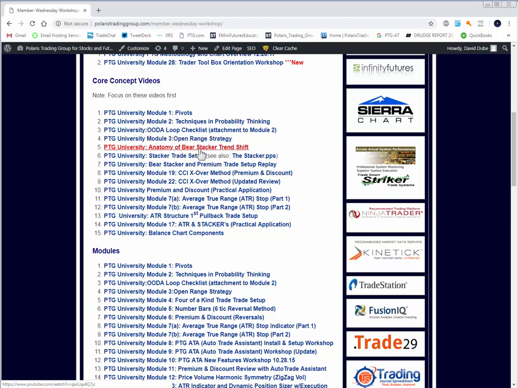And then we get into the bull and the bear stackers: the anatomy of a bear stacker, a bull stacker trend shift. I also provide a PowerPoint setup for that, and again, you'll also find some practical replays. So the bear stacker and the premium setup replay will help you not only go through the core study material, but also see how it is actually applied.